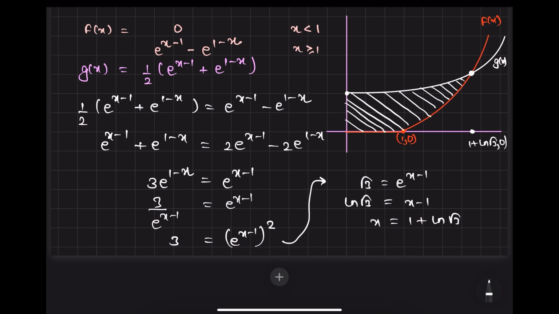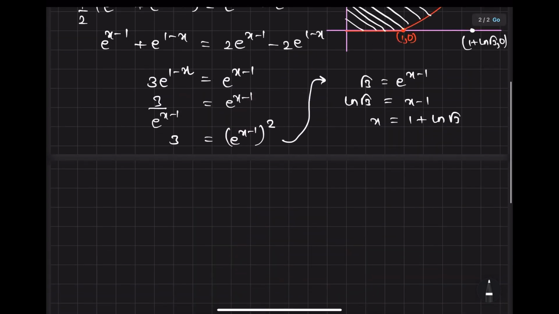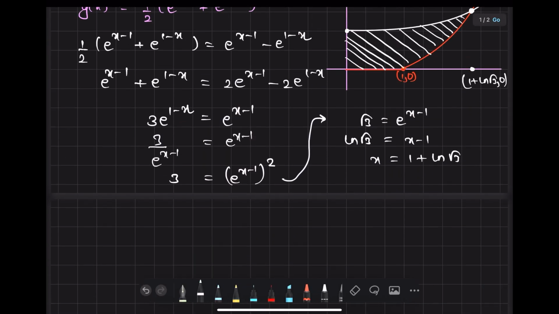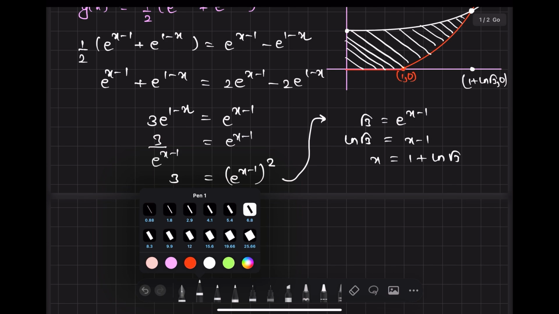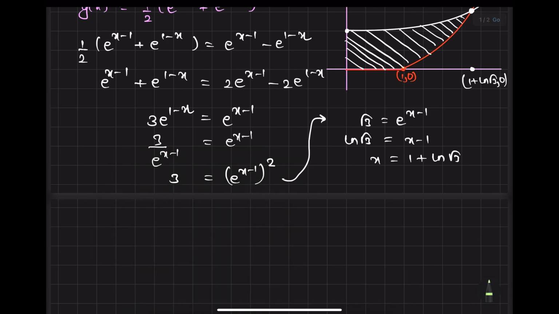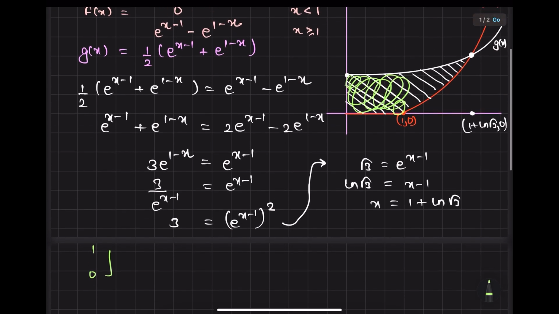We are interested in x only, because we will find out the area along x. Now we are good to go with the final result. Let's calculate it. First we will find this area, because it is ranging from 0 to 1. Who is the upper curve? Upper curve is g of x.